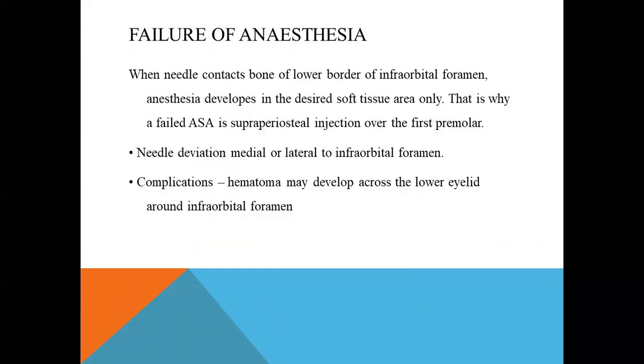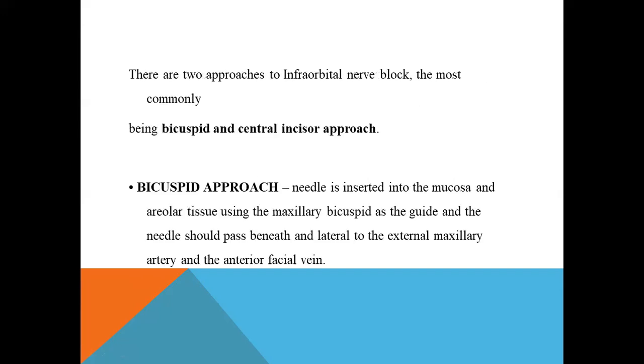What about failure of anesthesia? Whenever the needle contacts the bone at the lower border of the infraorbital foramen, anesthesia develops in the desired soft tissue area alone, not in the hard tissues. So that is why, for a failed ASA, a supraperiosteal injection should be used over the first premolar. Another cause is needle deviation, medial or lateral to the infraorbital foramen. Complications: a hematoma may develop across the lower eyelid around the infraorbital foramen.